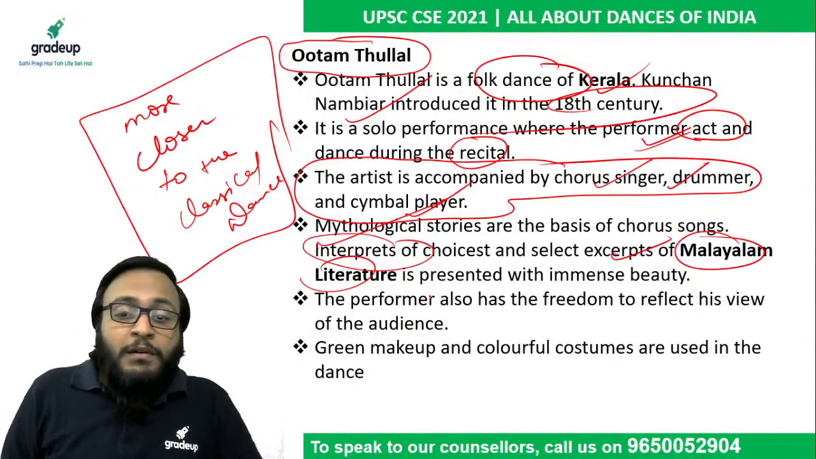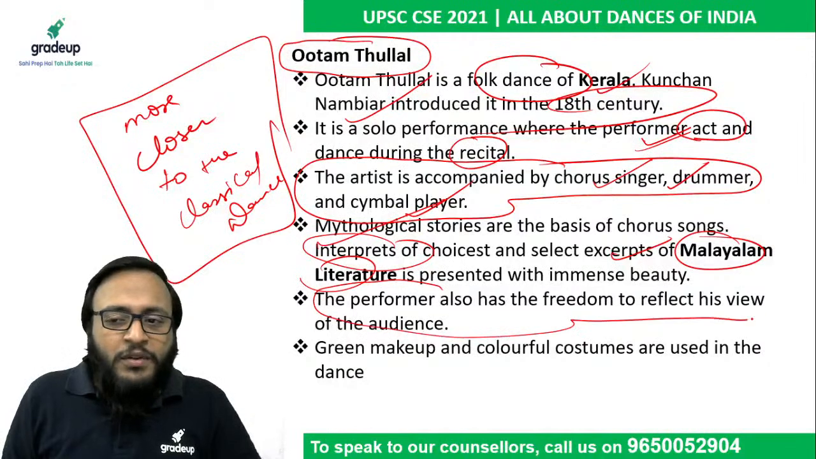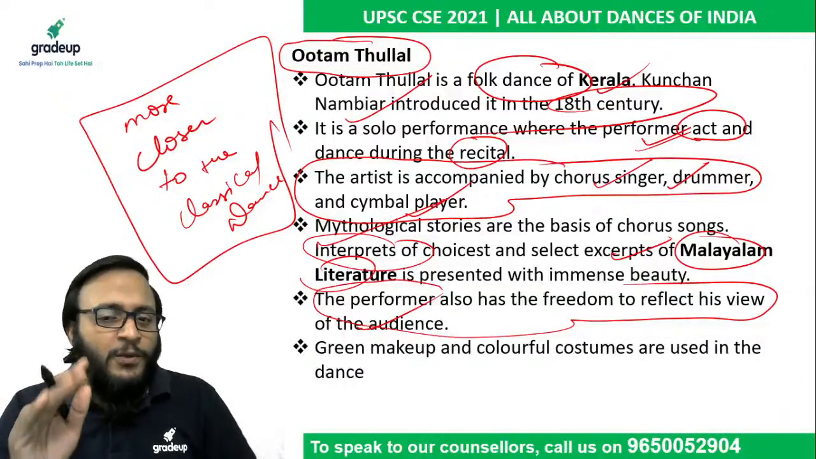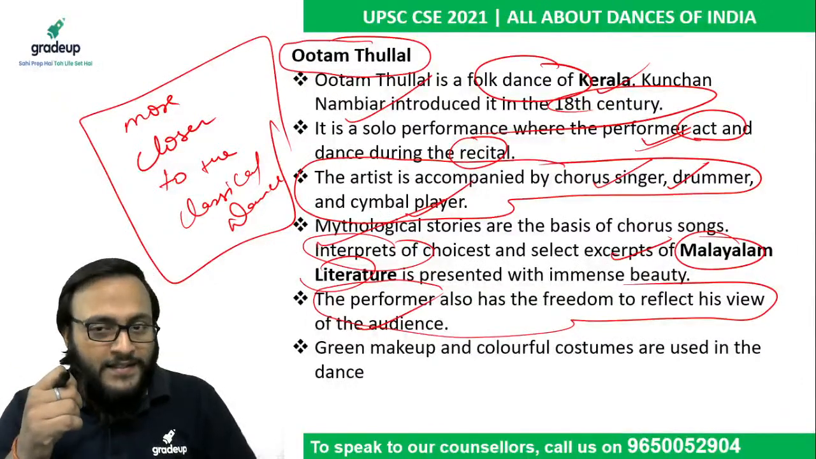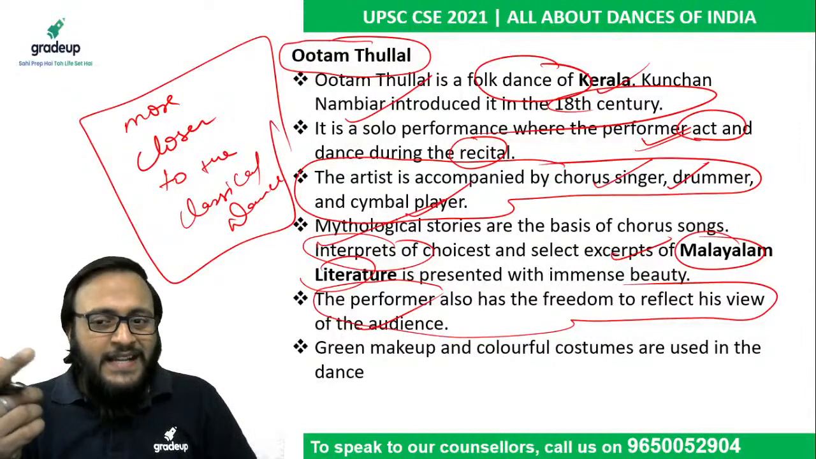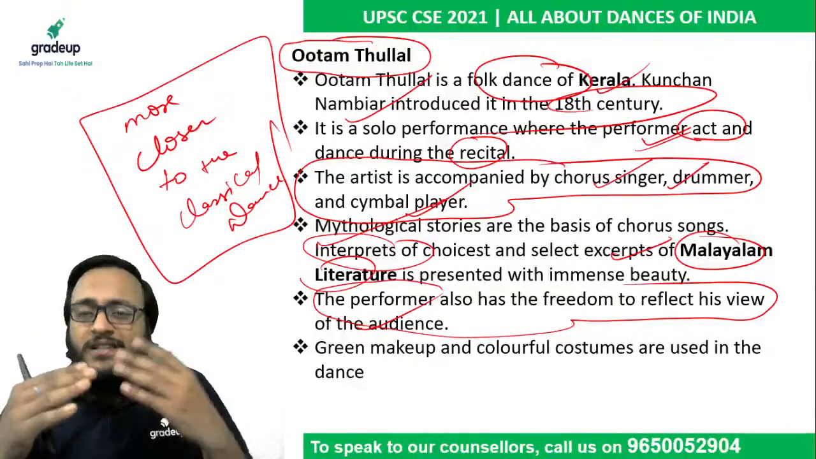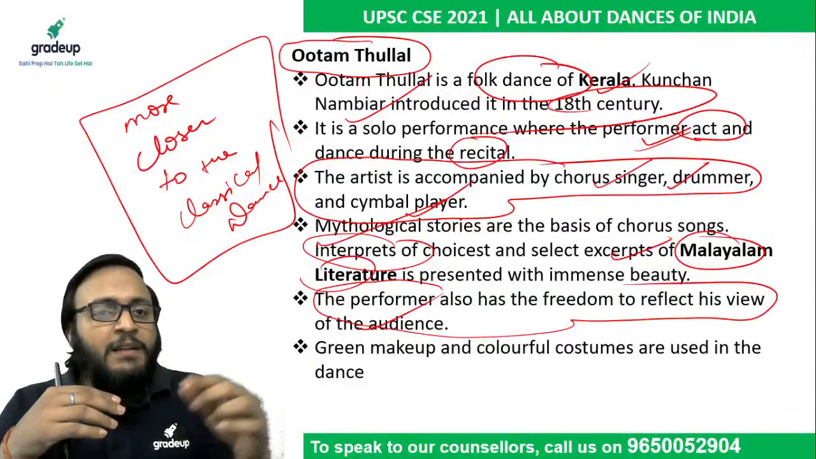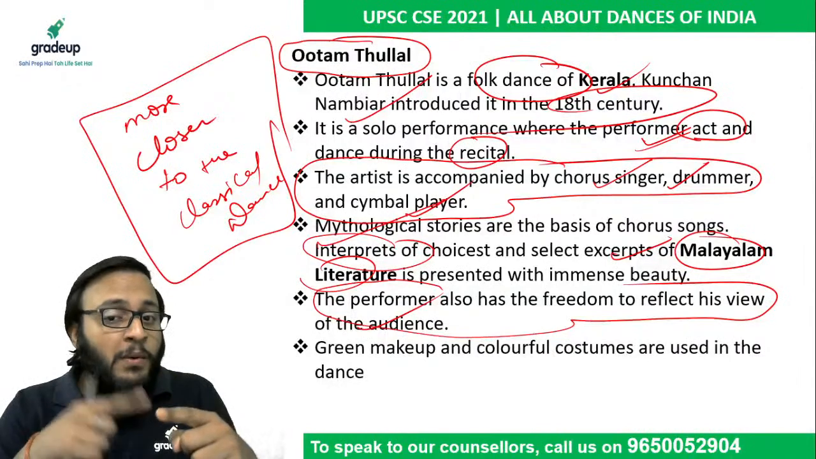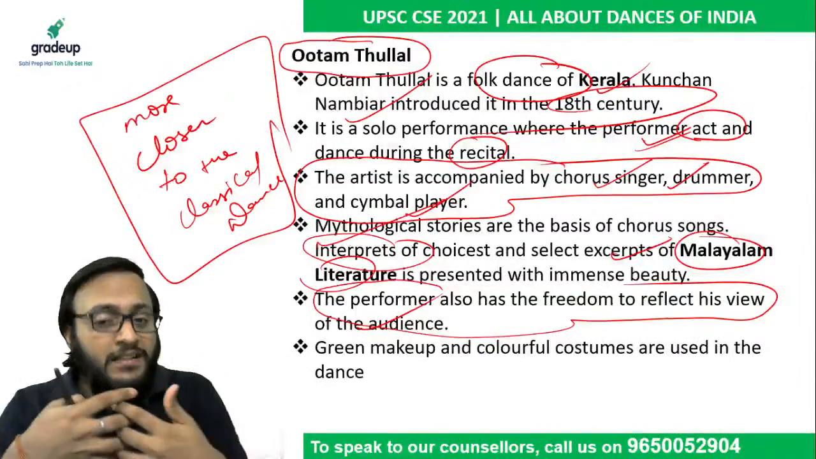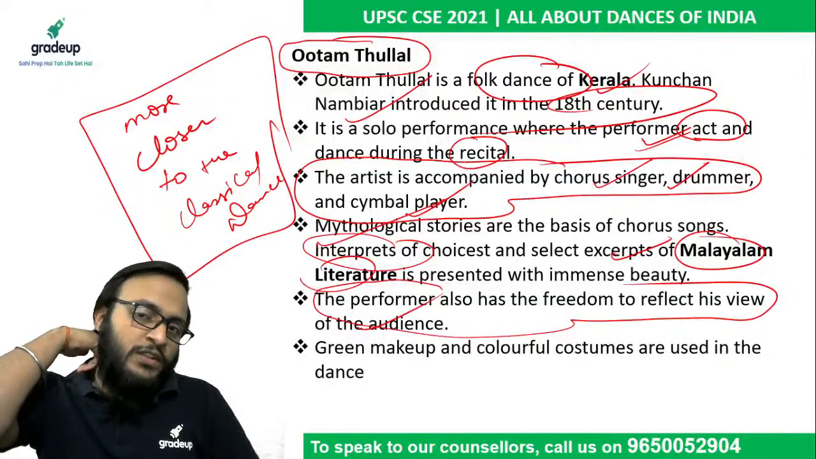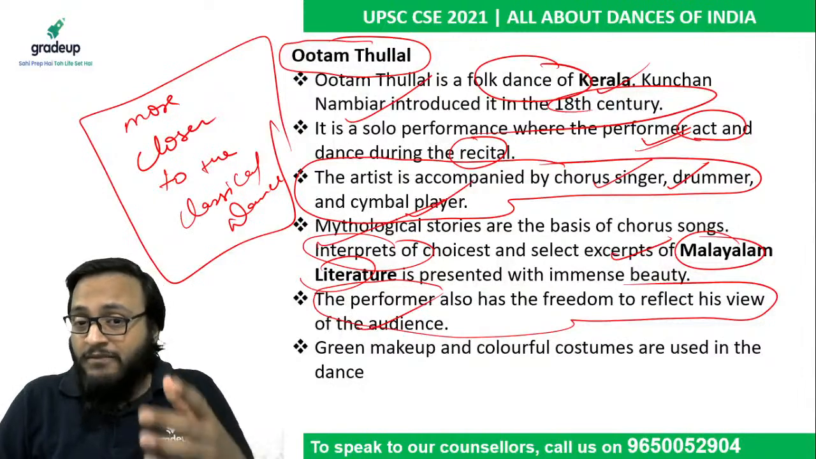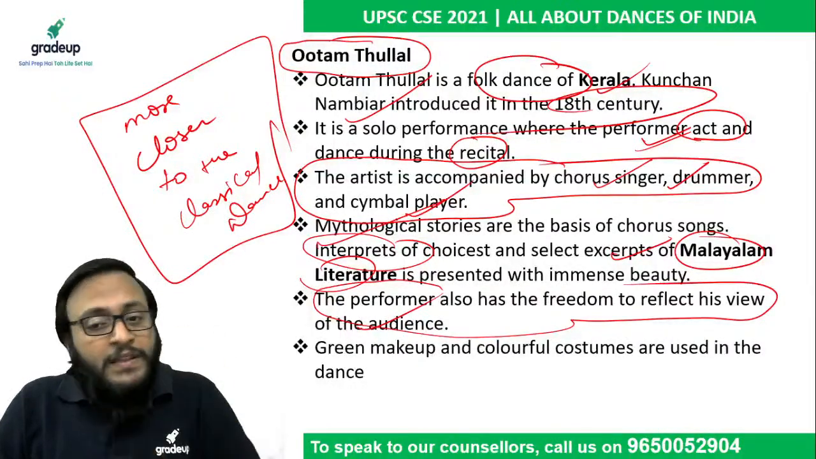Okay. The performer also has the freedom to reflect his view to the audience. This is the feature which makes it a truly folk dance. In a classical dance, usually through gestures and actions, the dancers communicate with the audience, but they do not respond. They actually seek permission. Here, the performer is not just asking for permission, but also communicating with the audience.